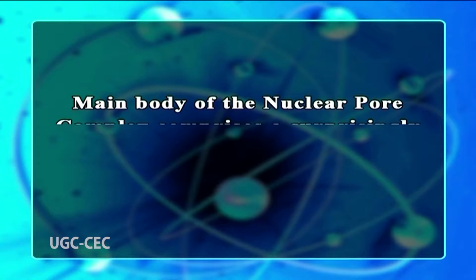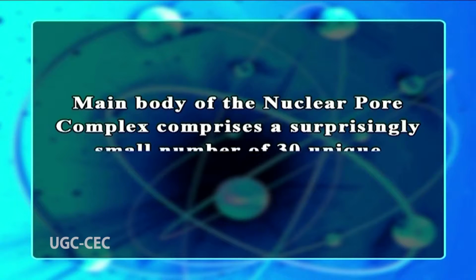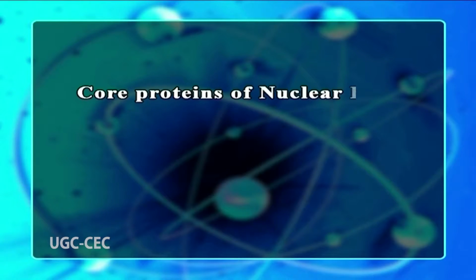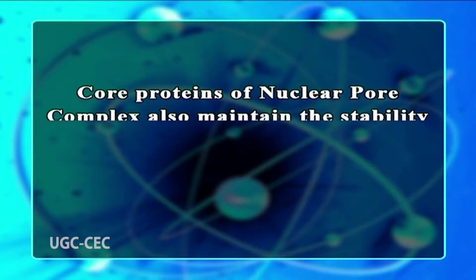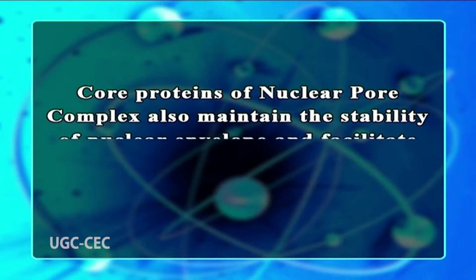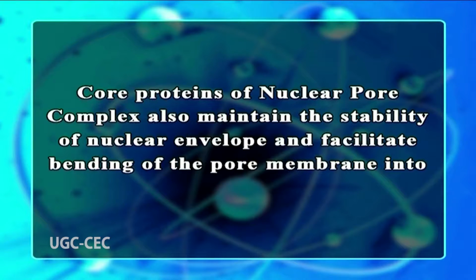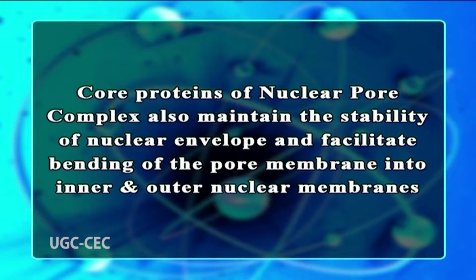The main body of the nuclear pore complex comprises a surprisingly small number of 30 unique proteins. The structural proteins making up the bulk of the spokes and the rings give the nuclear pore its shape and strength. These core proteins of the nuclear pore complex also maintain the stability of the nuclear envelope and facilitate bending of the pore membrane into inner and outer nuclear membranes.